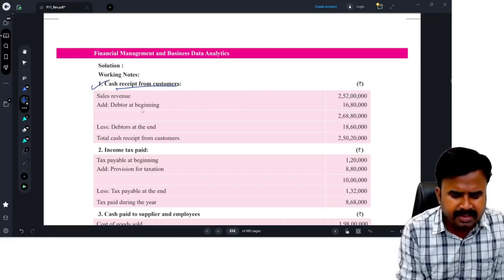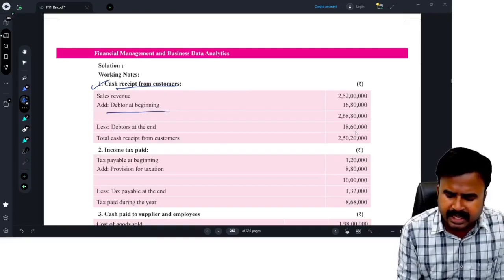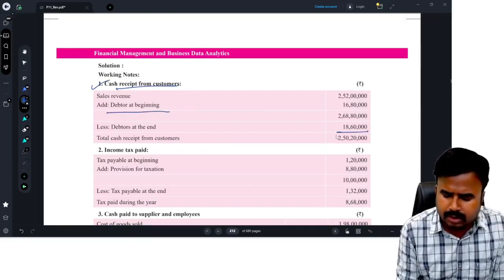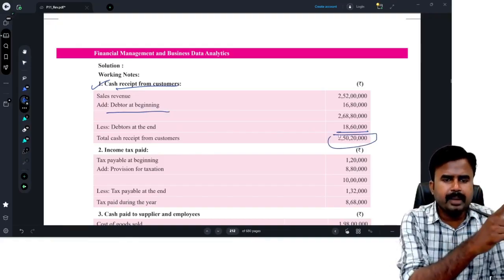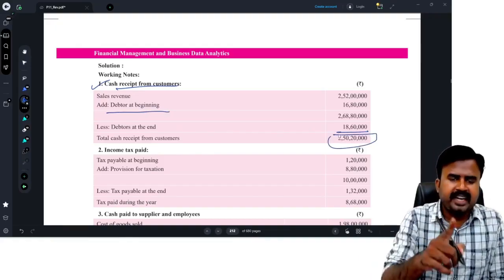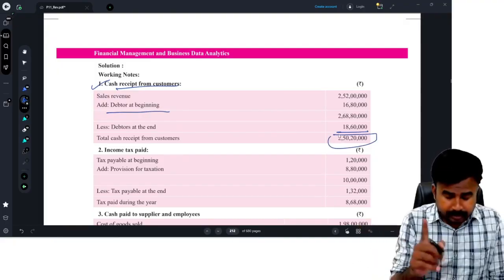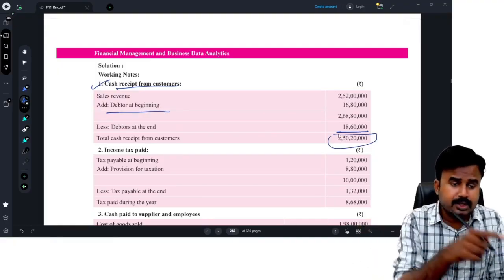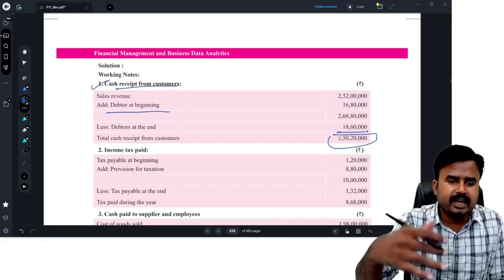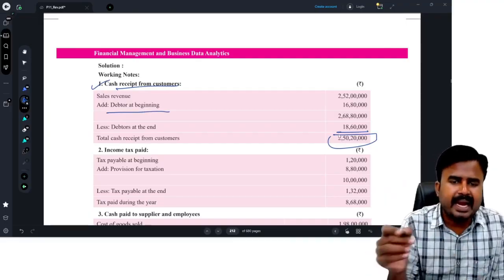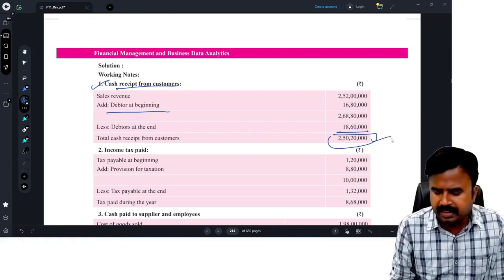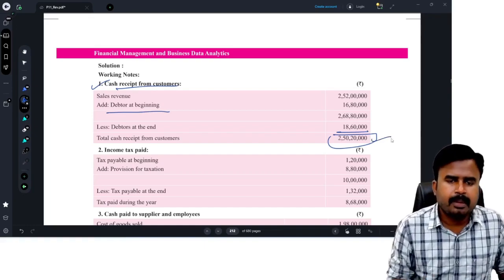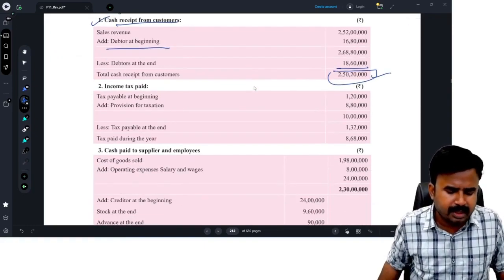For sales revenue, they've added the opening balance and deducted the closing balance, and finally got the collection from debtors. Instead of that, you can prepare a debtors account. Write the opening balance, write the closing balance, write the sales under the debit side. Then you'll get a balancing figure under the credit side, by bank. That's your collection from debtors. You'll get 2 crore 50 lakh 20,000 as your collection from debtors. By preparing a debtors account, that's a simple task.